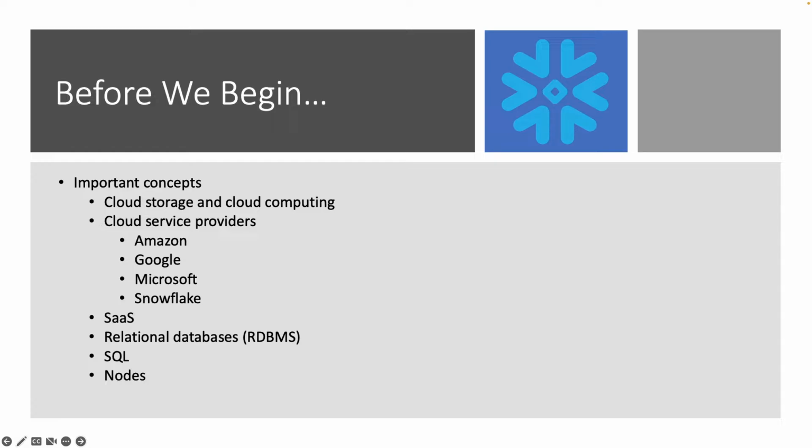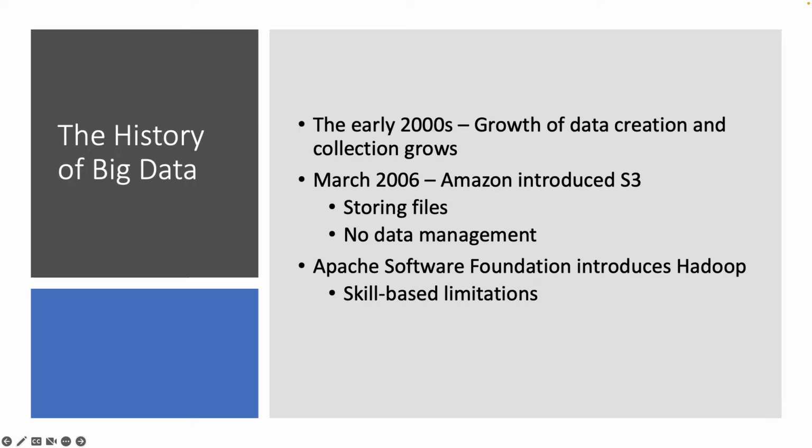So let's get in a little bit to the history of big data before Snowflake was in the picture. So as I mentioned, in the early 2000s, we see the growth of cloud computing, but not necessarily for the business case, right? The business use. There weren't a lot of data management capabilities at the time. So Amazon in March of 2006 introduced S3, which we just used for storing files at the time, not data management, but of course that would all eventually change.